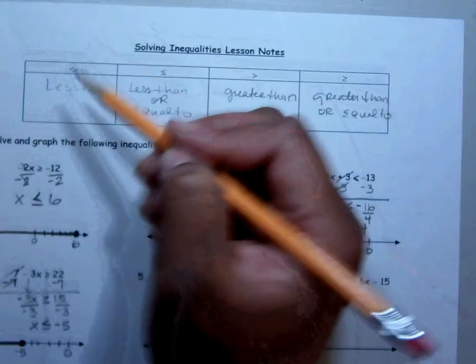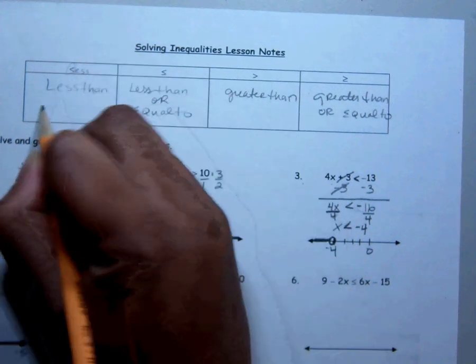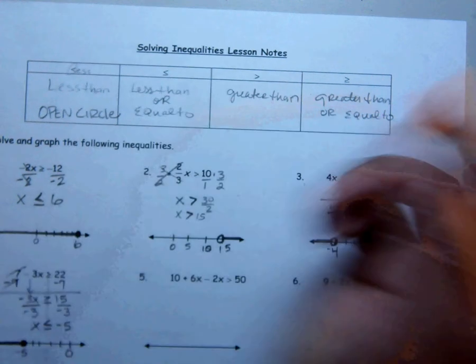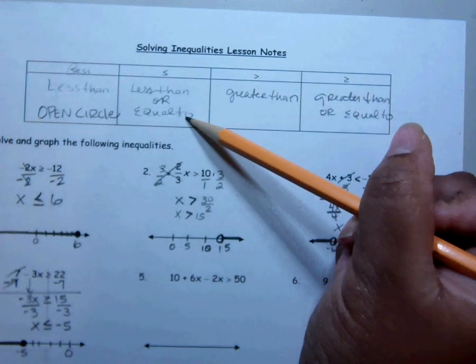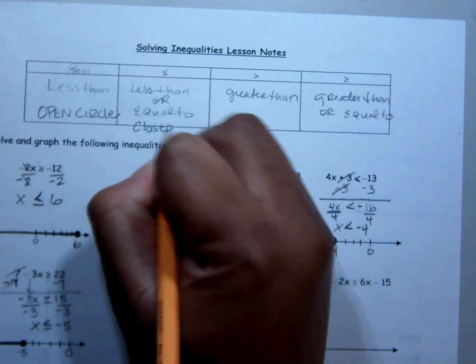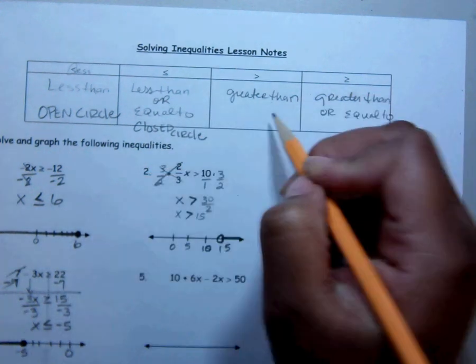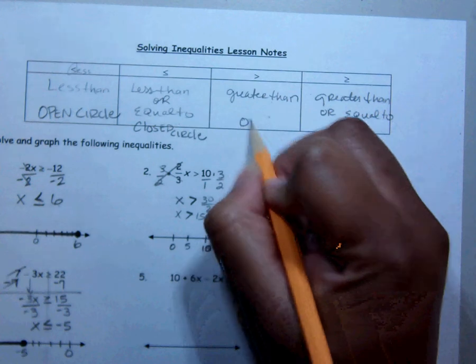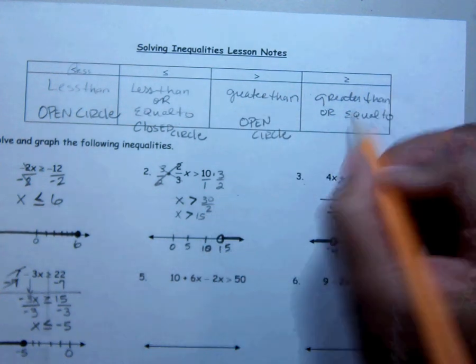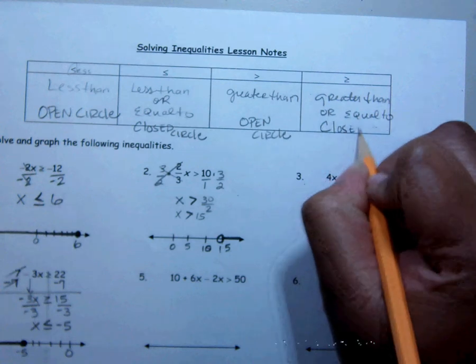Now in the notes, whenever you do not have a line, it's going to be an open circle. And for this one, this is going to be a closed circle. This one has no line, so it's going to be an open circle. And this one here is going to be a closed circle.